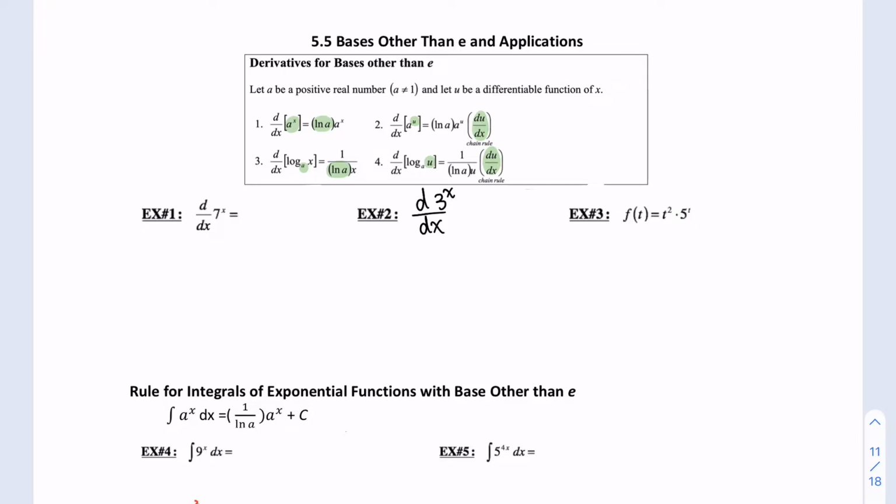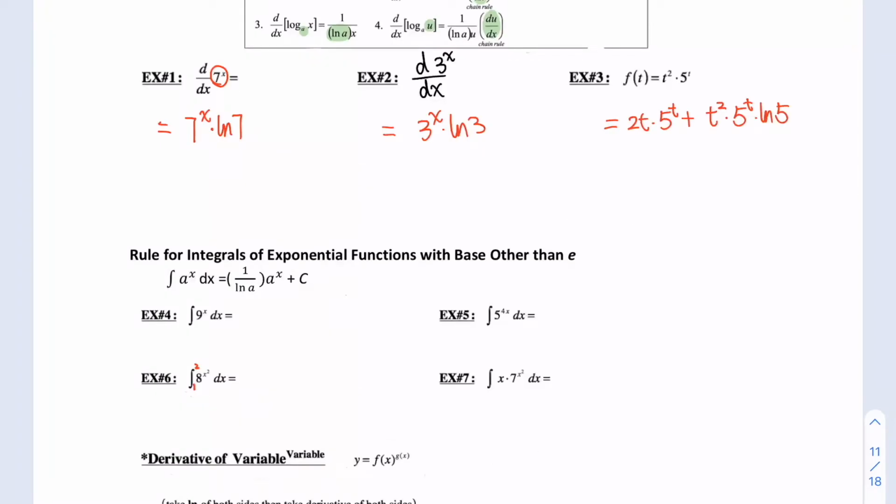You can finish example 2 and 3 yourself. So if you look at example 1, 7 to the x, d over dx means the derivative. It gives us 7 to the x times ln 7. Okay, now you can pause the video for 1 minute and finish example 2 and 3. And in example 3, you have to use the product rule.